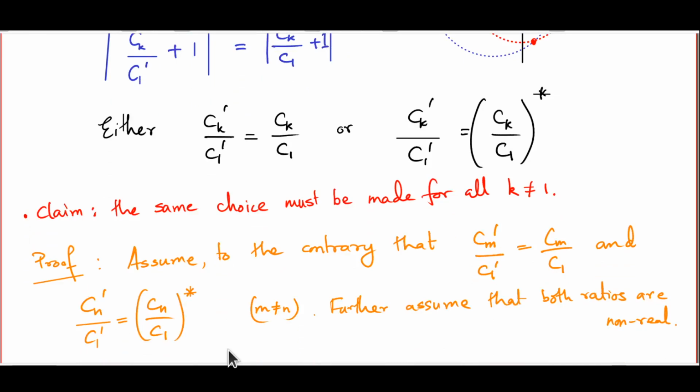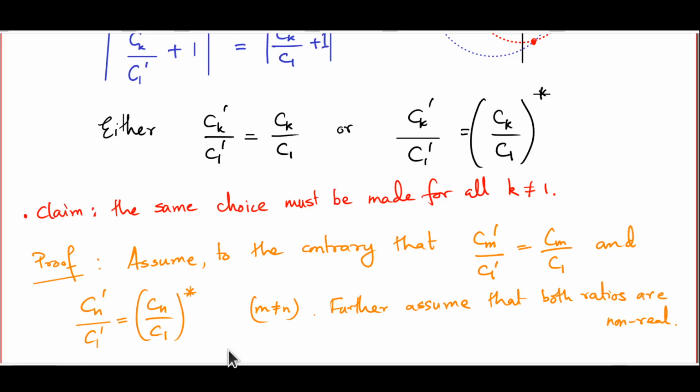Let's say there are 2 distinct values for the index, let's say m and n, such that cm prime by c1 prime is equal to cm by c1, whereas cn prime by c1 prime is equal to the conjugate of cn by c1. For this to happen, m is definitely not equal to n, and we are further assuming that both the ratios that are involved here are non-real.